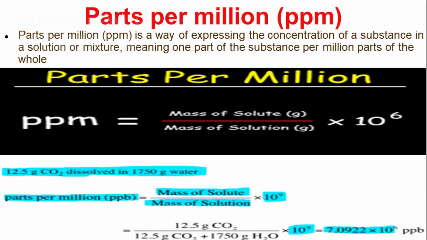Parts per million, or ppm, is a way of expressing the concentration of a substance in a solution or mixture, indicating one part of the substance per million parts of the whole. The method is particularly useful for very dilute solutions.